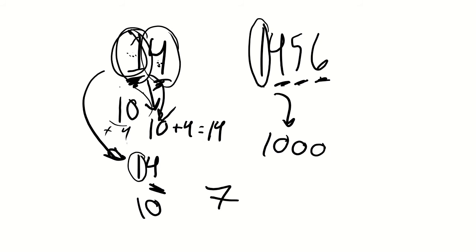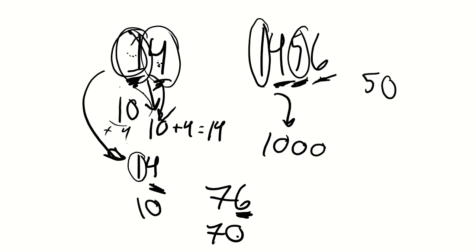Like in 76, we said it was 70 because there's 1 number after it, so it's a 70. Like for example, this number, the 5, 1 number after it, 50. Same thing with the 4. How many numbers are after the 4? 2. 400.